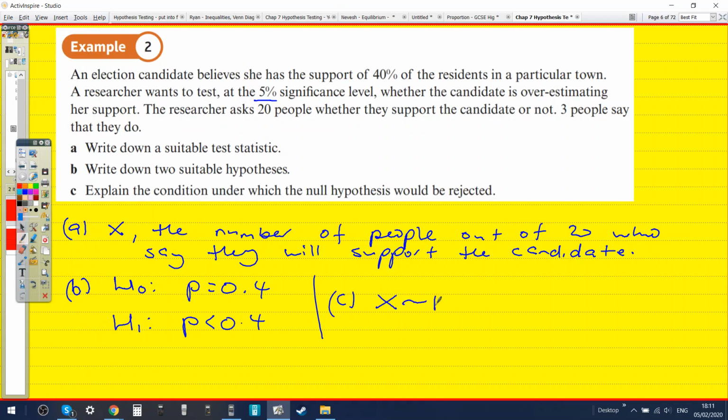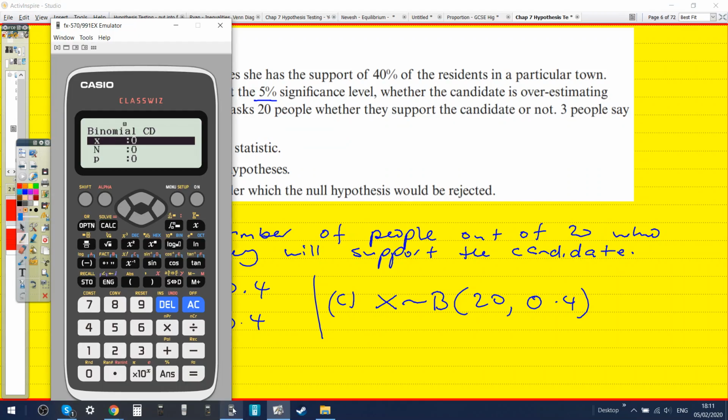X is 3. Yep. What is N? N is 20. Why? It's the number of people. So that's the total population.